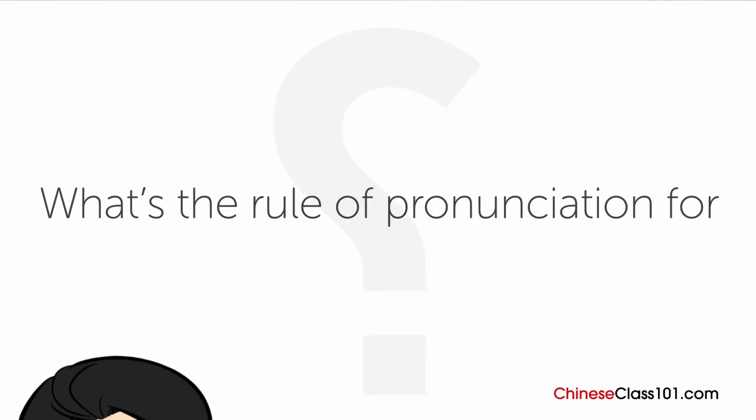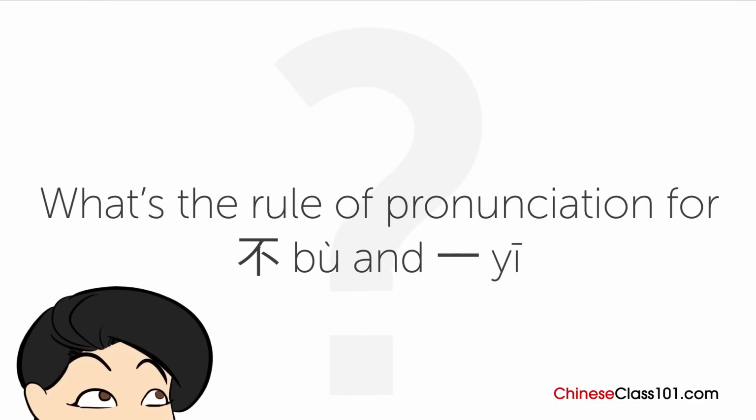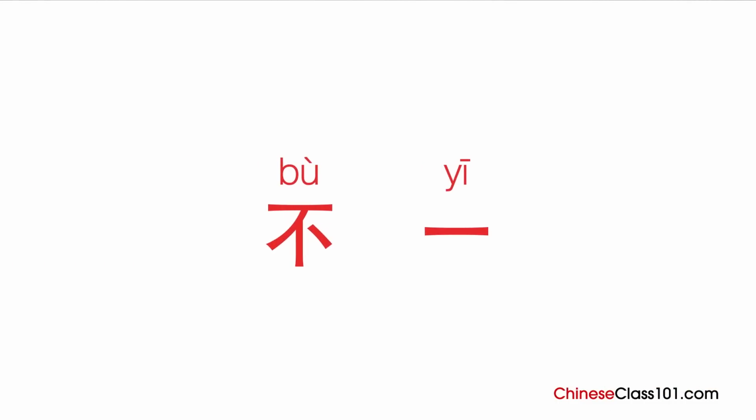The question for this lesson is, what is the rule of pronunciation for 不 and 一? When studying Chinese, you've probably seen these 2 characters often, 不 and 一. They are very, very common, but you may notice that their tones change when they come before certain words.